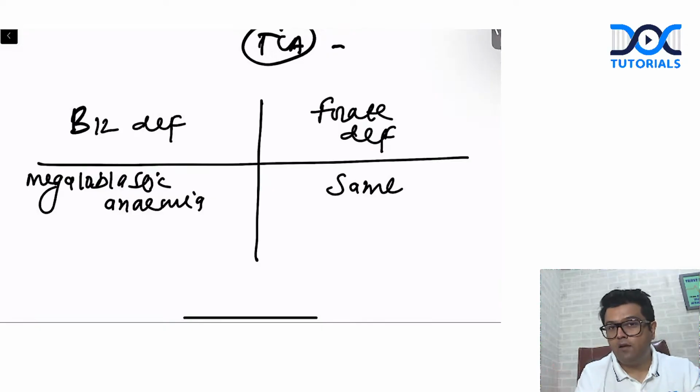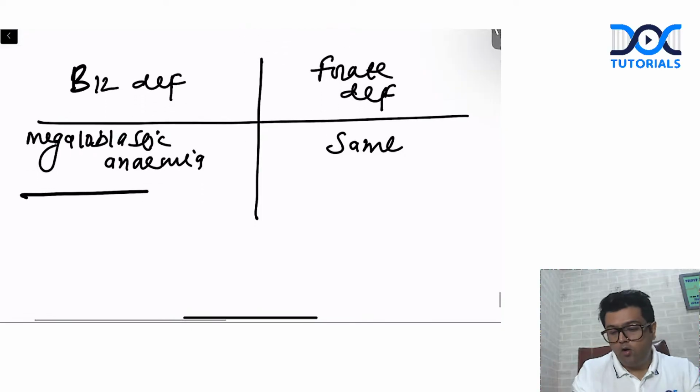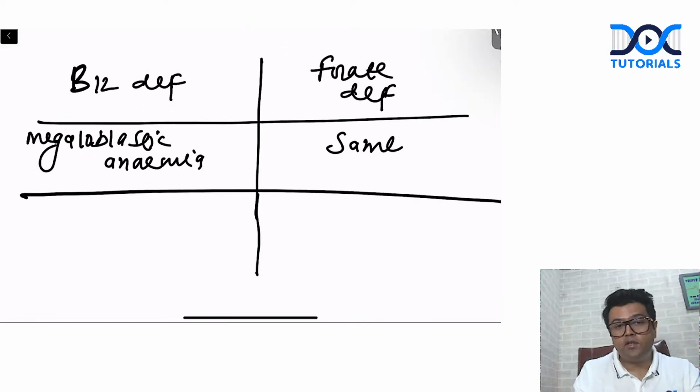But B12 is important to make folic acid free. I told you now, methyl THF to THF, I need B12. So obviously, if there is no B12, there is a folate deficiency called the folate trap. So both diseases present with the same findings. Also, guys, we discussed homocystinuria.